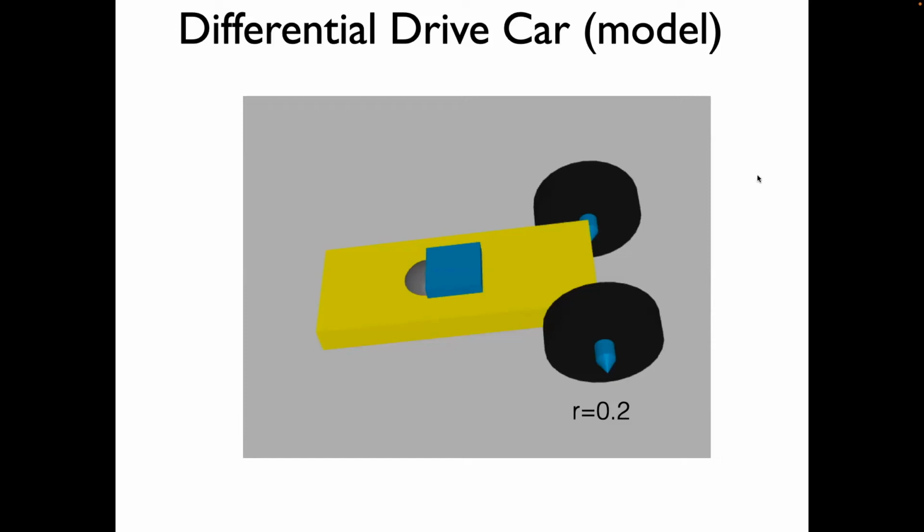The goal of this video is to create a differential drive car. A differential drive car has two wheels with motors on each wheel. By spinning the motors at the same speed, you can go straight. And by turning them at different speeds, you can turn one way or the other.